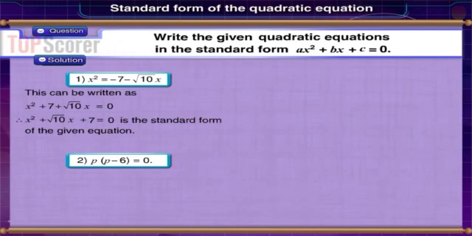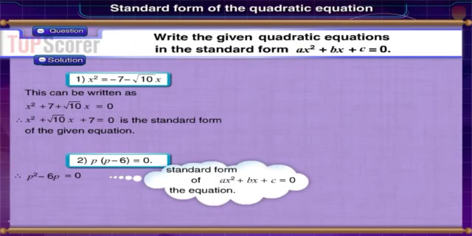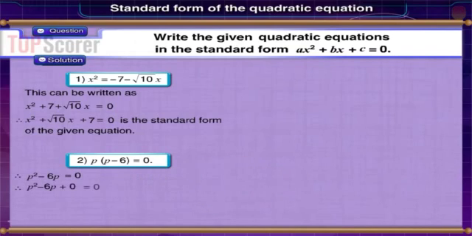The second equation is p into p minus 6 is equal to 0. By using distributive property, we get p square minus 6p is equal to 0. Which term is missing when compared to the standard form of the equation? The constant term is missing. By adding 0 for the constant term, we can write the equation in the standard form as p square minus 6p plus 0 is equal to 0.